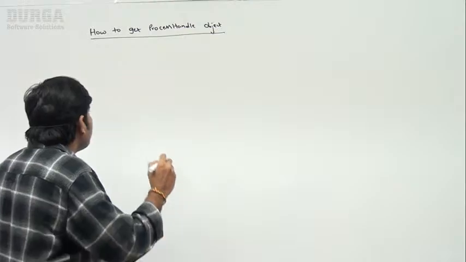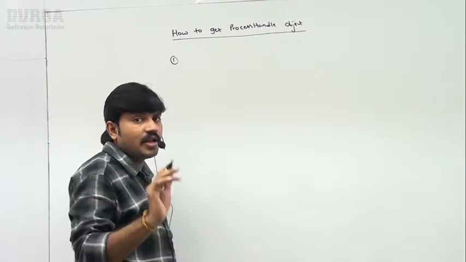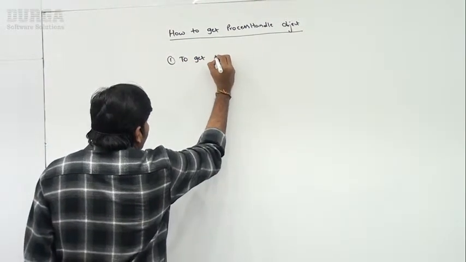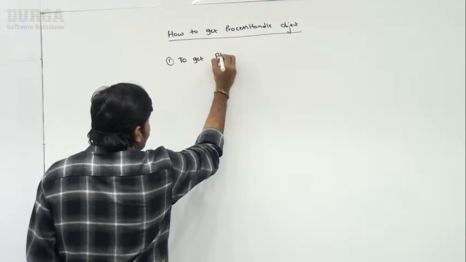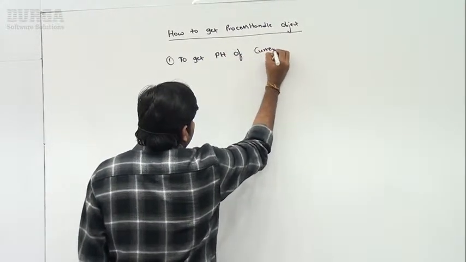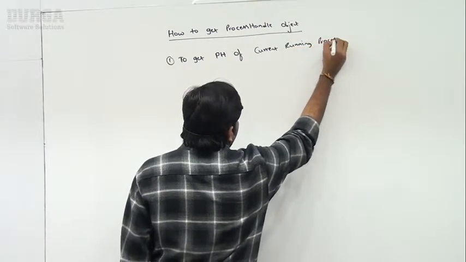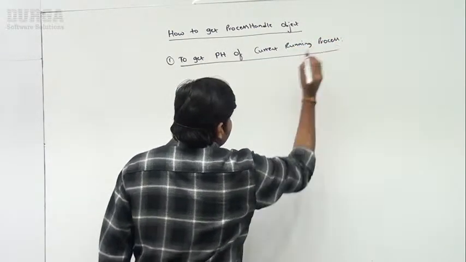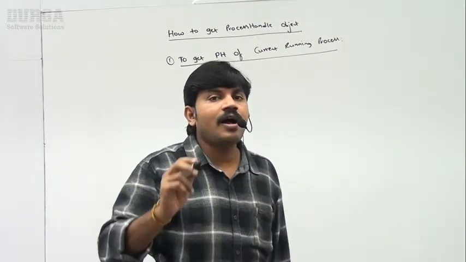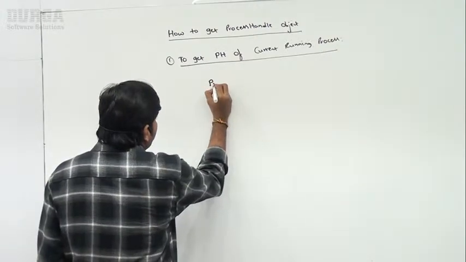Sir, best example: I want to get the ProcessHandle of the current running process. This is my requirement, right? Sir, I have a current running process, my JVM is there. I want to get the ProcessHandle of the current running process. If you want to get it, what code do we have to write, sir?